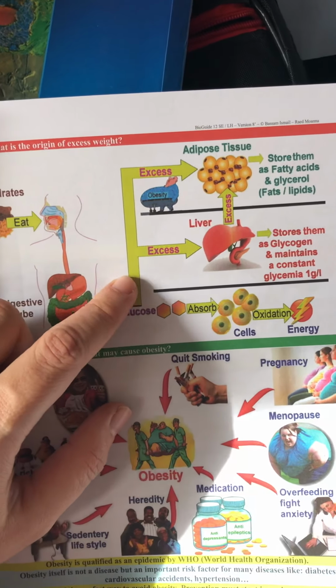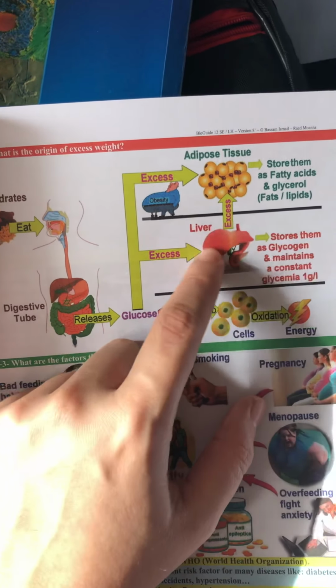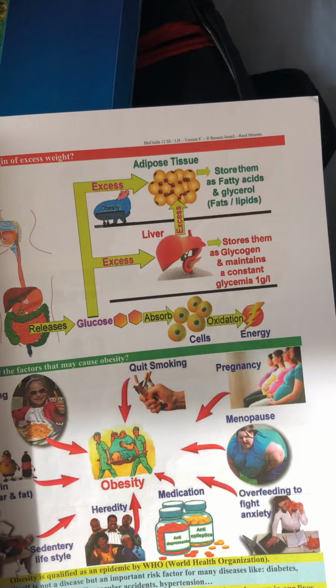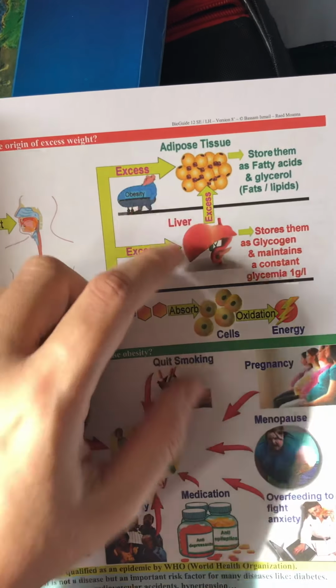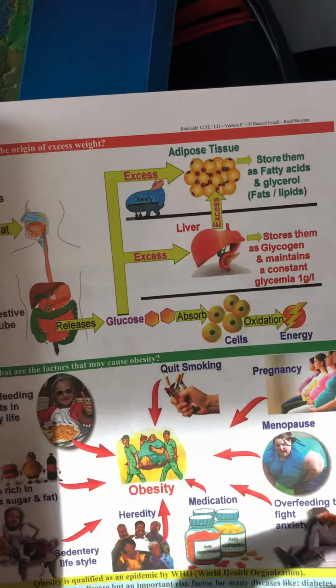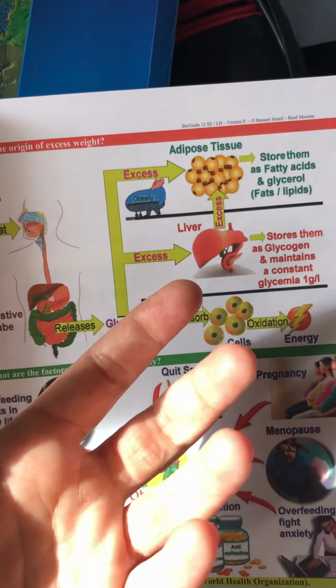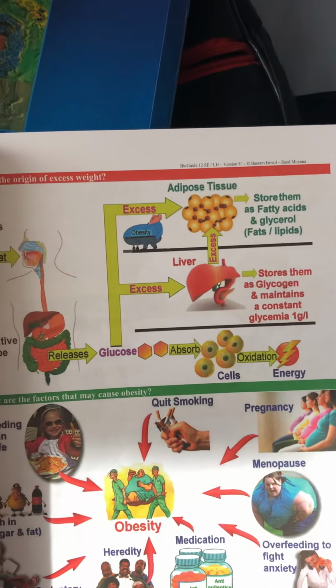So the excess of glucose is going to be transformed into glycogen and stored in the liver. However, when your liver has excess of glycogen, it stores this excess of sugar in the form of fatty acids and glycerols, which are lipids and fats, in the form of adipose tissue in your thighs or in your stomach.